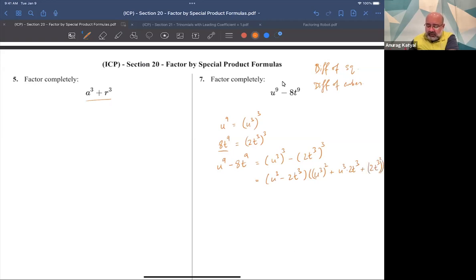And now we can clean this up a little bit more. So this would give us u cubed minus 2t cubed. U to the third squared, we multiply the powers and we get u to the sixth. Plus, u and t's are not the same base, so I can't do anything with them. So this would just be 2u cubed t to the third. Plus, and now we can square both of these terms. So 2 squared would be 4, t cubed squared would be t to the sixth.